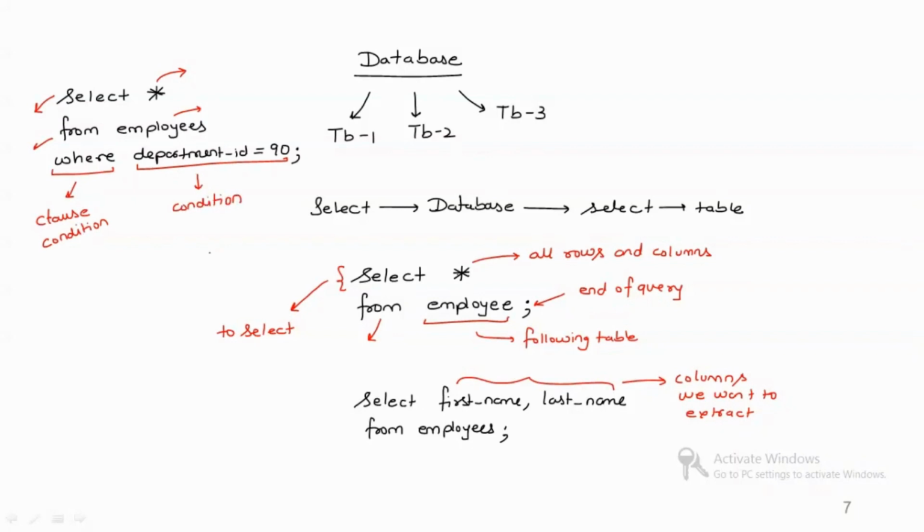Now this condition can have, for equal to, I'm using the equality sign. For greater than, for less than, for not equal to, you can use this, or you can use the exclamation mark equal to. So this is equal, greater, less, and these two are not equal. So let's see one example.